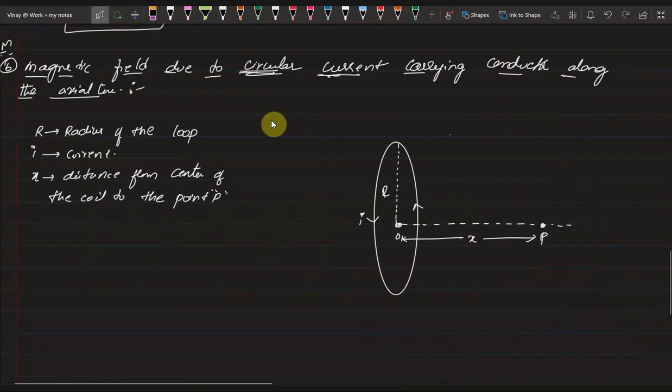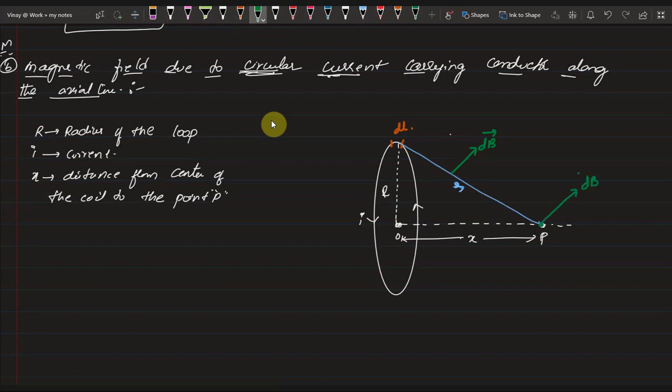Now listen, I will take this as small elemental length dl. Now I will take this distance as, for example, r smaller. Then dB bar will be perpendicular to the plane of dl bar and r bar. Now the same vector I will shift to here. Now I'll take this as, for example, dB bar. Do you understand this point or not?